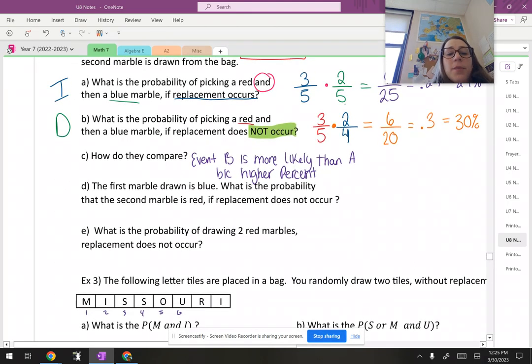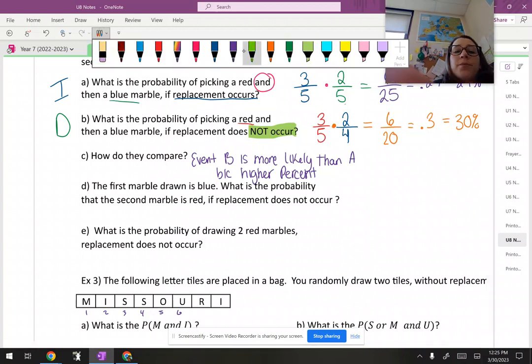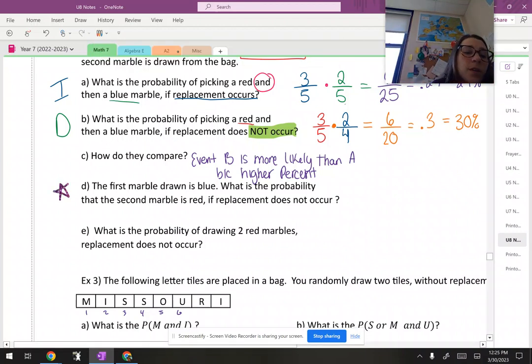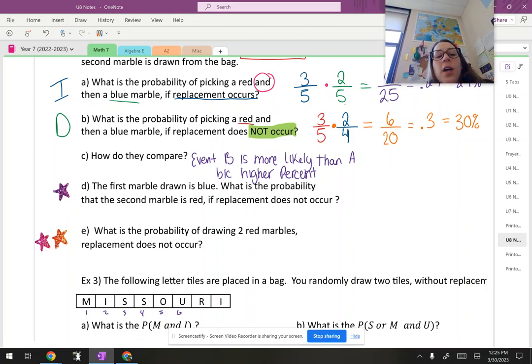Okay, part D. Ooh, this is an important one. Go star by this one. And actually, this one's important too. So we're actually going to star both of them. Star, star, stars. So part D, the first marble drawn is blue. What is the probability that the second marble is red if replacement does not occur?